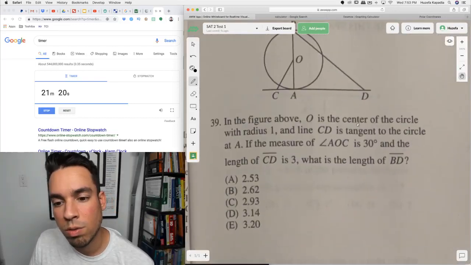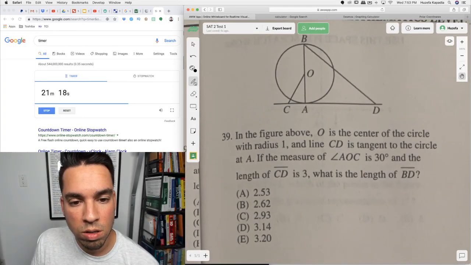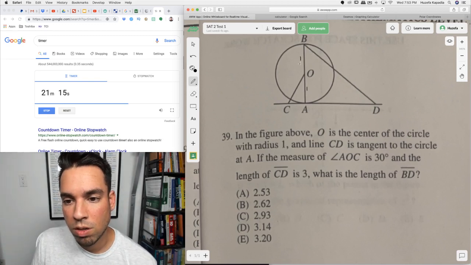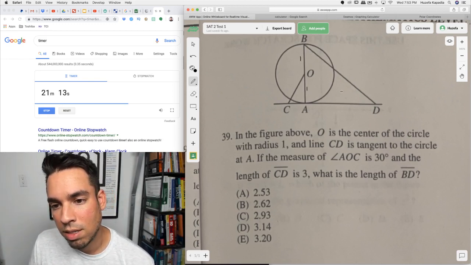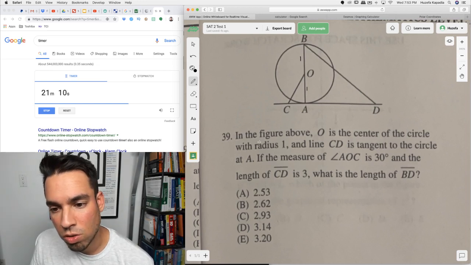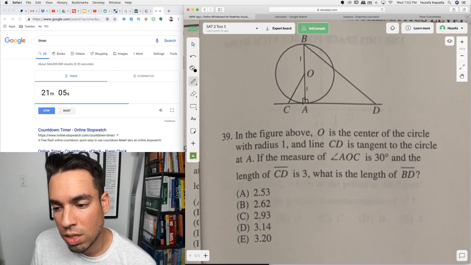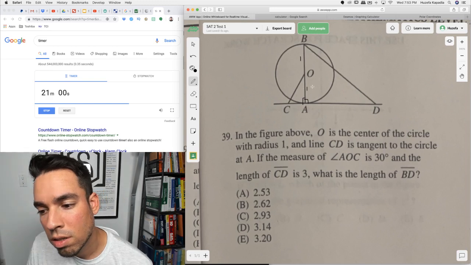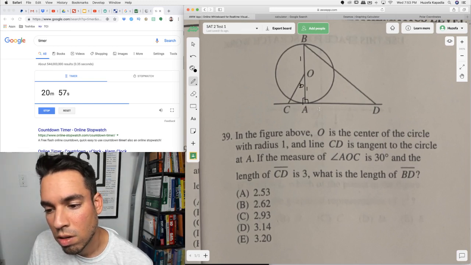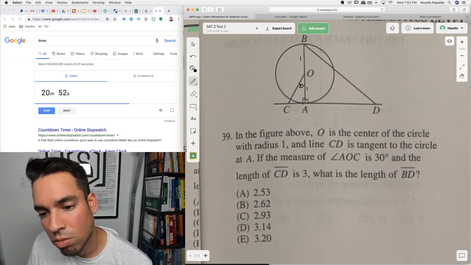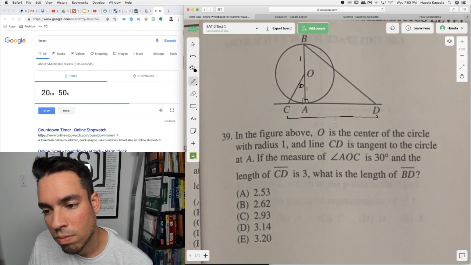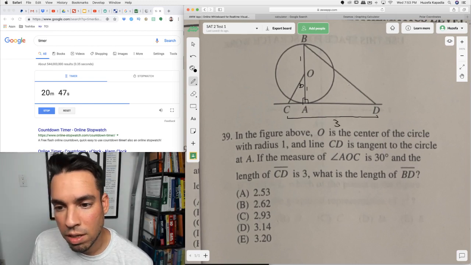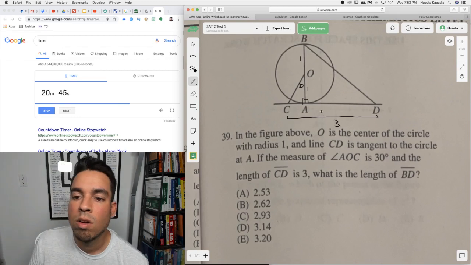Okay. Next is this one. The figure above, O is the center of the circle with the radius 1. So this value is 1. This value is 1. And line CD is tangent to the circle. So here we've got a right angle and a right angle. Circle with a radius of 1, and line CD is tangent to the circle at A. If the measure of AOC is 30, and the length of CD is 3, what is the length of BD?